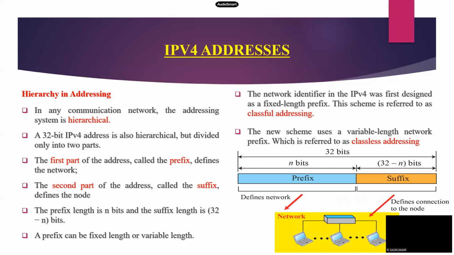So the prefix length is n bits. The suffix length is what? 32 minus n bits. A prefix can be fixed length or variable length. The network identifier in IPv4 was first designed as a fixed-length prefix. This scheme is referred to as classful addressing. The new scheme that is also available recently is called what? A variable-length network prefix. It is also known as what? Classless addressing. But in this video, we are going to see classful addressing.